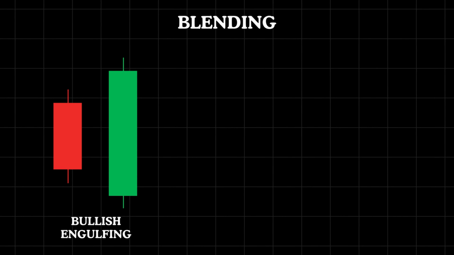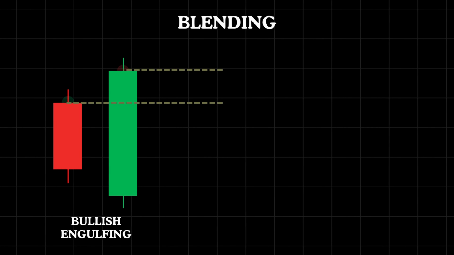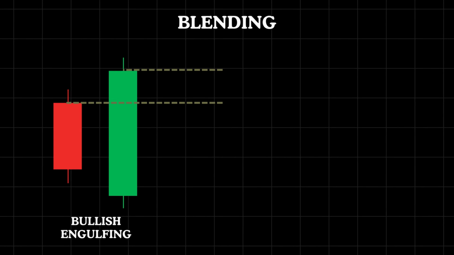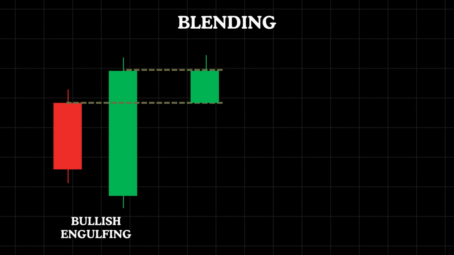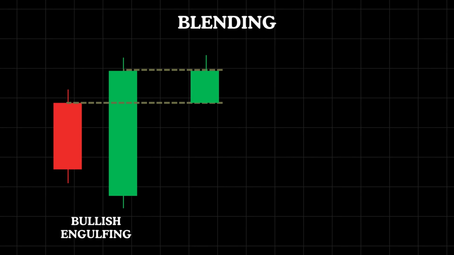To do this, start by noting the opening price of the first candle and the closing price of the second candle. Remember, always use the opening price from the first candle and the closing price from the second candle to form the body of the new candle. Here, the opening is lower and the closing is higher, which indicates a green candle.